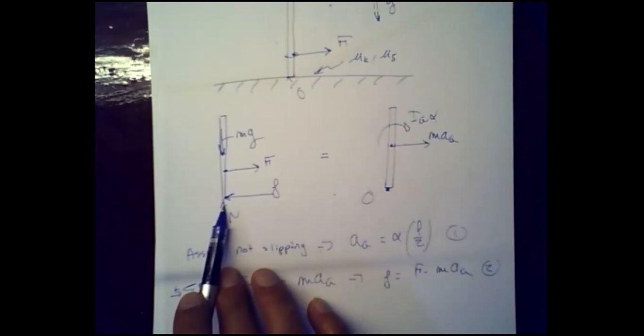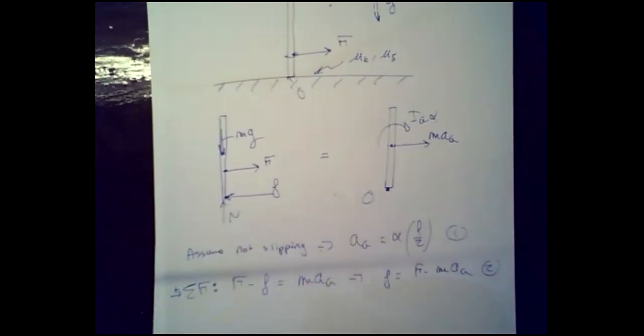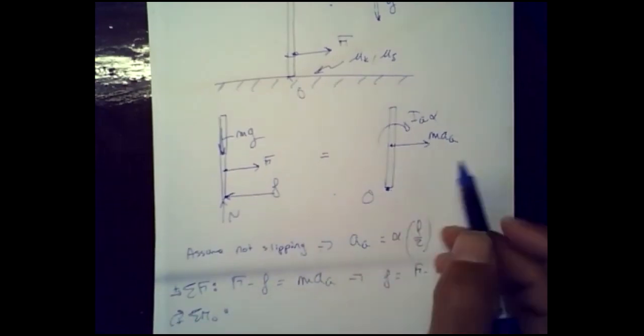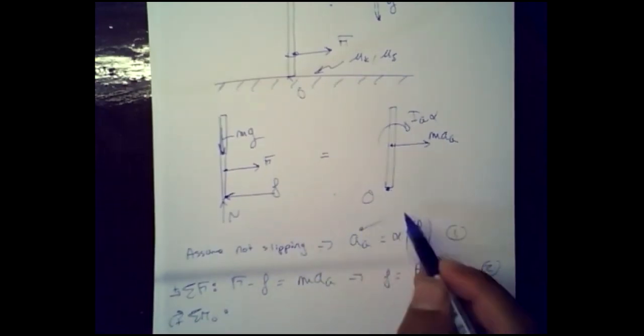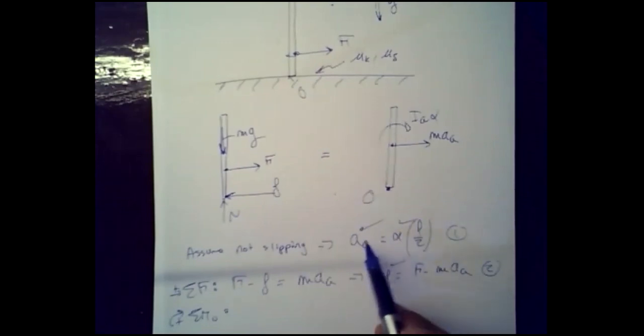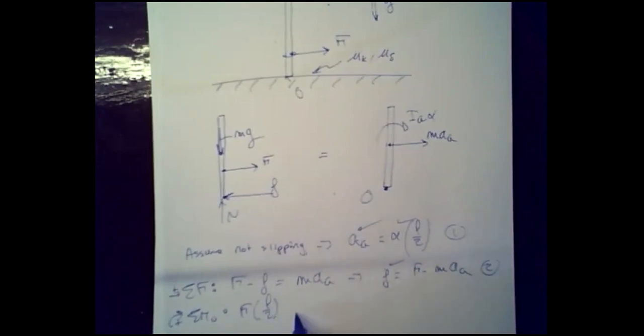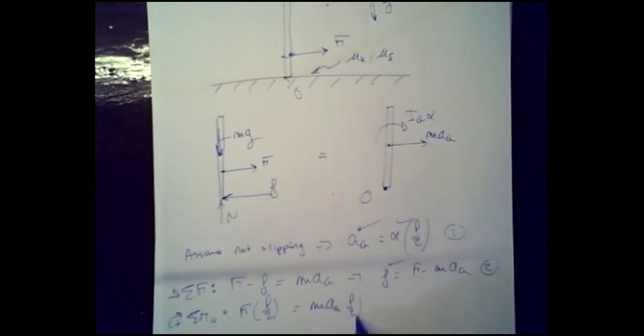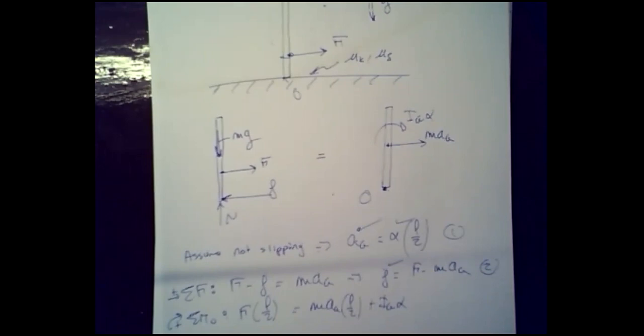The third equation is going to be summing the moments about point O. What do you get? Here we have AG, we have alpha, and we have f. We have three unknowns, AG, alpha, and f, and you have two equations. The third equation is summing the moments about point O. If you do so, you're going to get F multiplied by L over 2 equal to M AG multiplied by L over 2 plus IG alpha. And we know AG is equal to alpha L over 2.